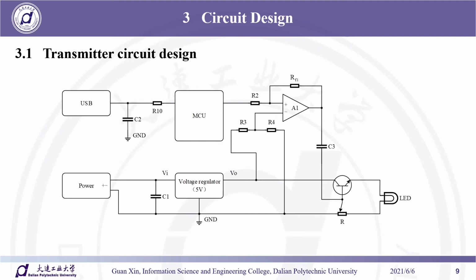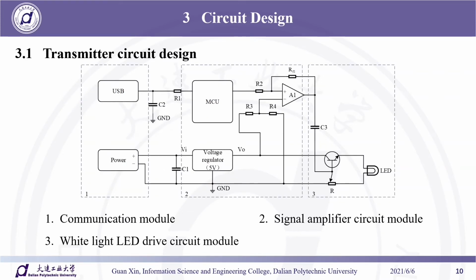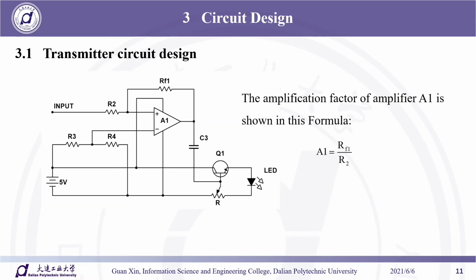Part 3. Circuit design. First, transmitter circuit design. This is the schematic diagram of a white LED drive circuit in my paper. The visible light image transmission transmitter designed based on the XCT technology root system 3D reconstruction system consists of 3 parts. The first part is the USB communication module. The second part is the signal circuit module. The third part is the white light LED drive circuit module.